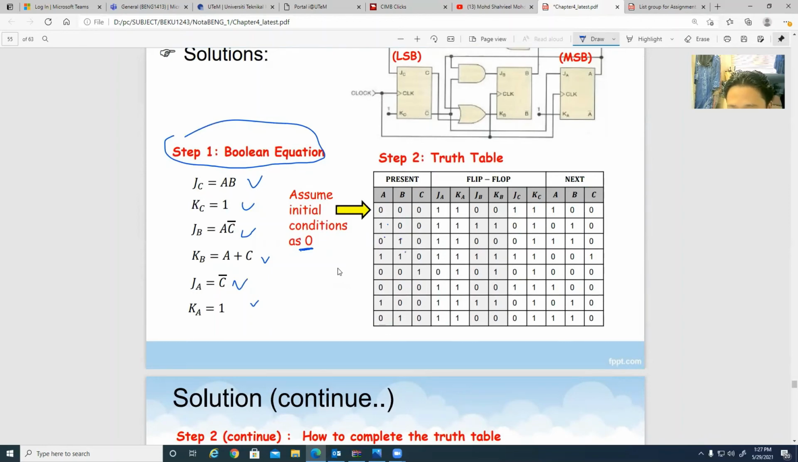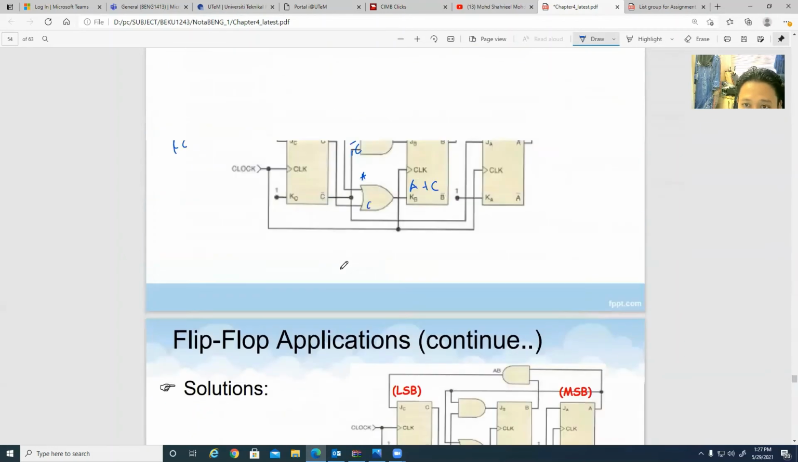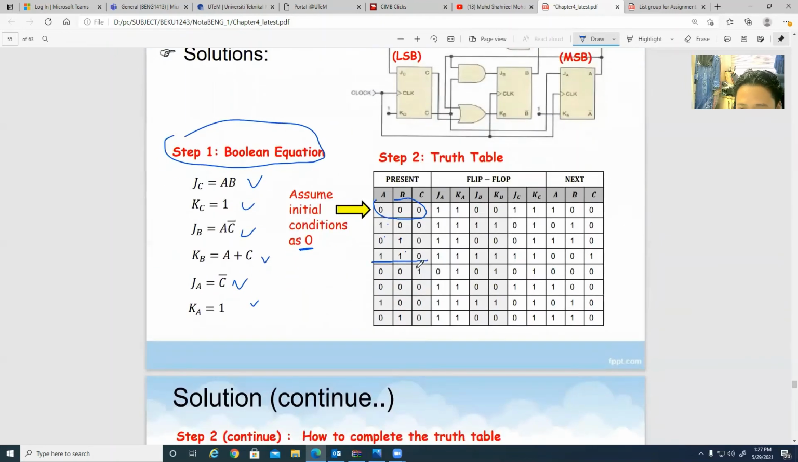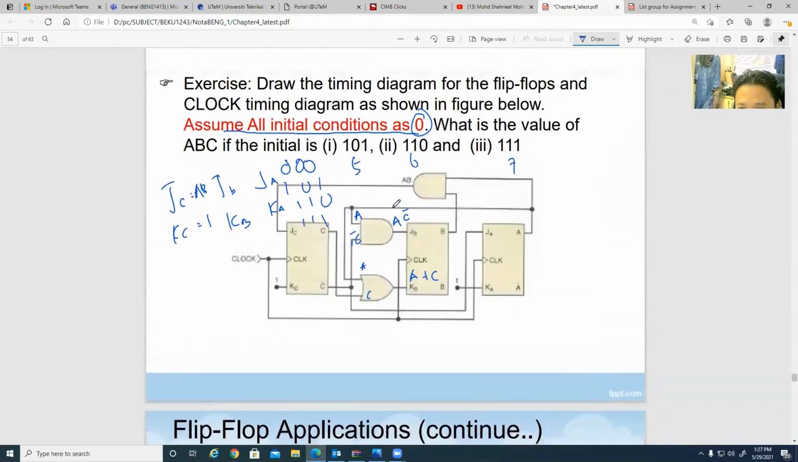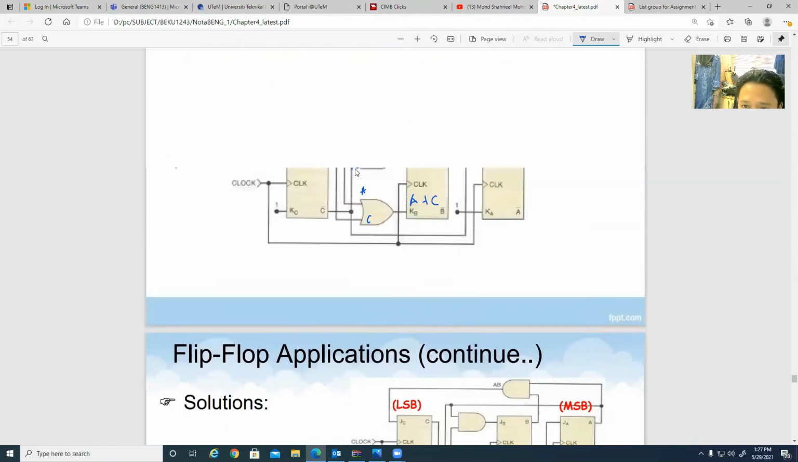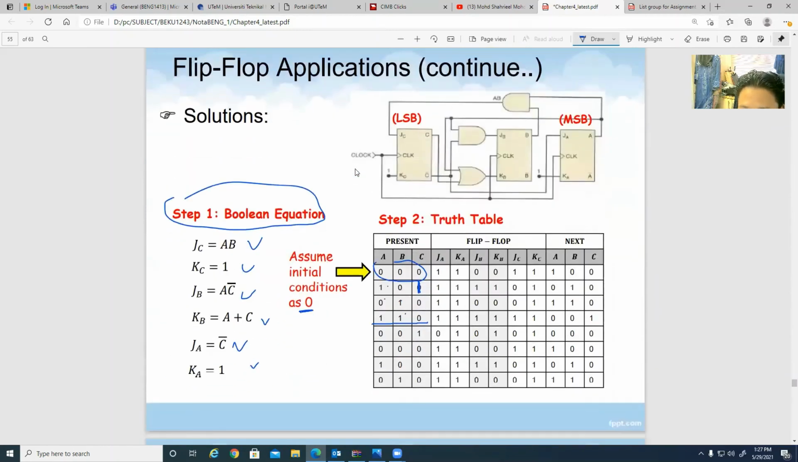So clear this one. This comes from starting at 000, then we follow the sequence here: 101, 110, 111. Actually it's supposed to follow, but maybe there is some mistake here. Suppose this one will be 010, maybe a different example.